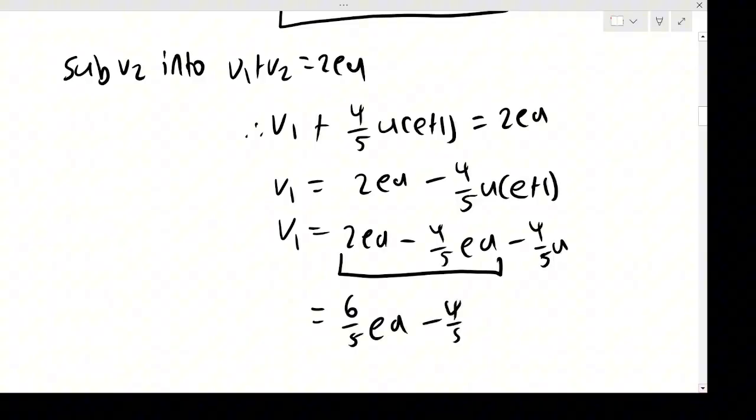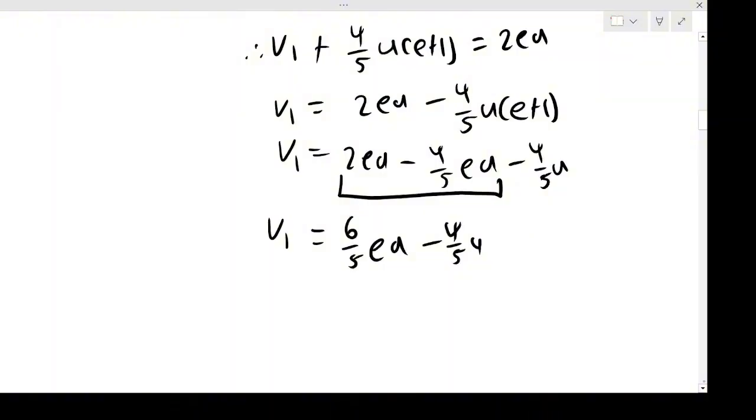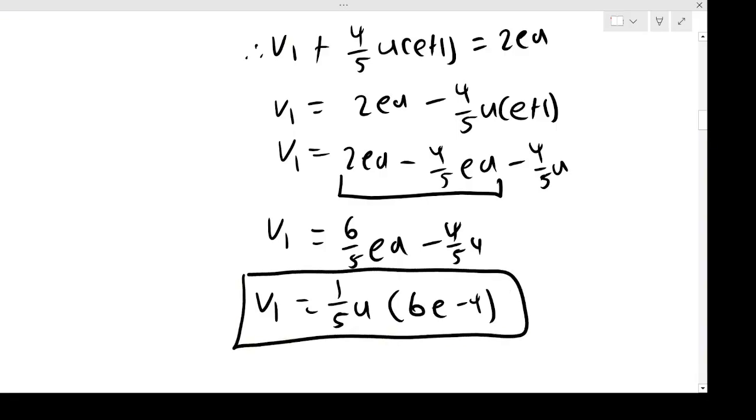Take away 4/5 U, and that's V1. Then hopefully you can spot I can take out a common factor of 1/5 lots of U. Okay, 1/5 lots of U, and so that would be 6E minus 4. I could actually factor out a 2 as well if I wanted to, but I'm going to leave that there. And that is my final expression for V1. So hopefully happy with that.